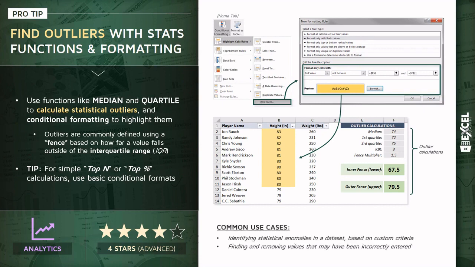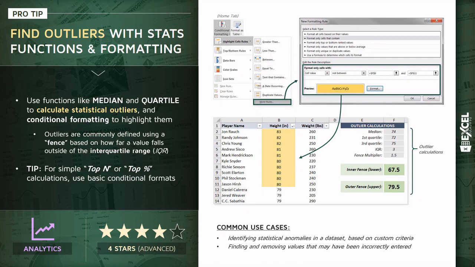So common use cases here, first and foremost, identifying any statistical anomalies in a data set based on this custom criteria that you define. And second, finding and removing values that may have been incorrectly entered. So if we saw a height here of 800 inches, that will very quickly be flagged as an outlier no matter what settings we choose. And that would be a pretty good indication of user input error and not just a very, very tall human being. So with that, let's jump into our pro tip workbook.